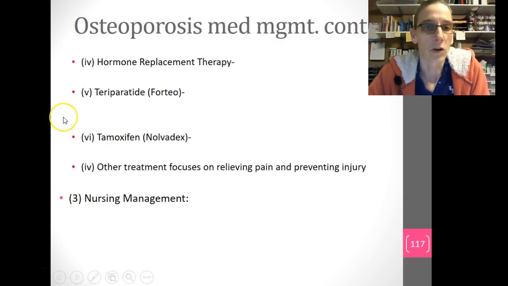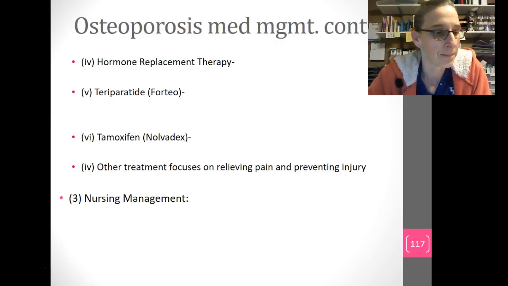We've got more. We've got hormone replacement therapy. This is not used much anymore, related to the increased risk of uterine cancer and heart disease with hormone replacement therapies. We've got teriparatide or Forteo. This is given to people at high risk for fractures. It stimulates bone growth and is given once a day by injection. Then you've got tamoxifen or Nolvadex. It actually reduces the risk of fractures. It's used primarily for women with breast cancer or who are at risk for breast cancer. Other treatment focuses on relieving pain and preventing injury.